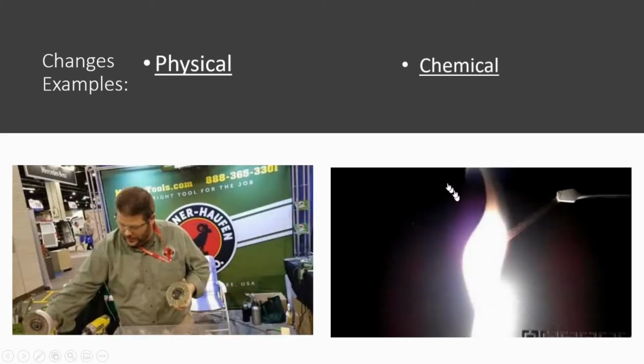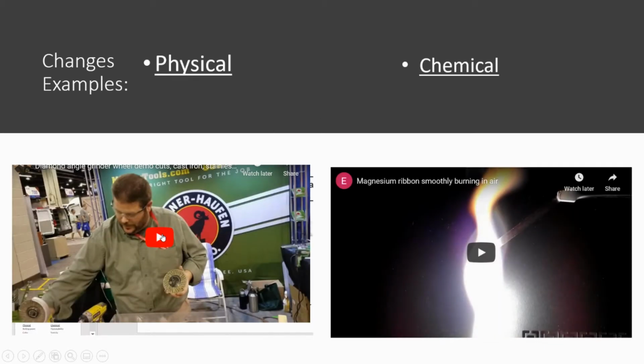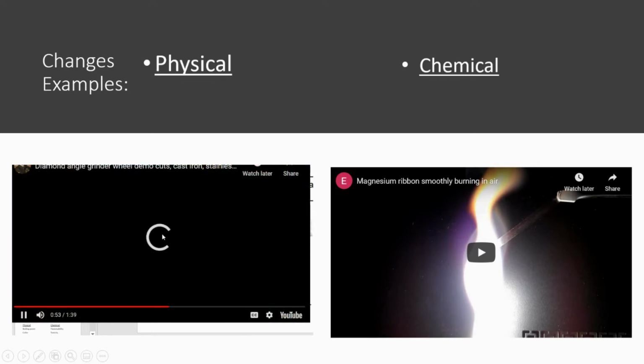So here are some examples. Here is a physical change. We're going to cut up a piece of metal, and when we're done cutting it, ask yourself, is it still that same piece of metal, aluminum in this case? If the answer is yes, and we don't have a new kind of matter, it means it's a physical change.